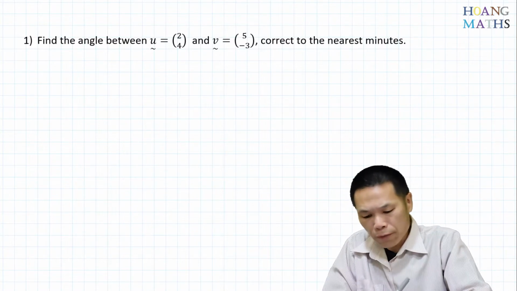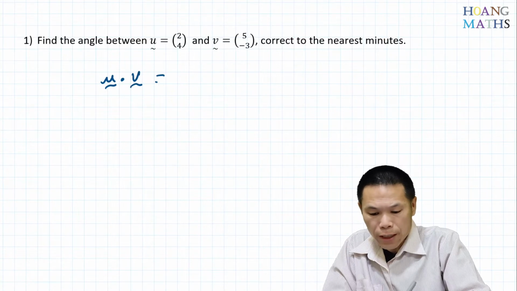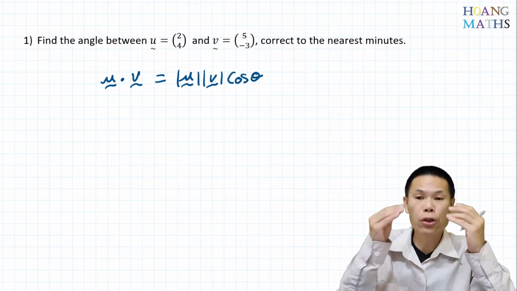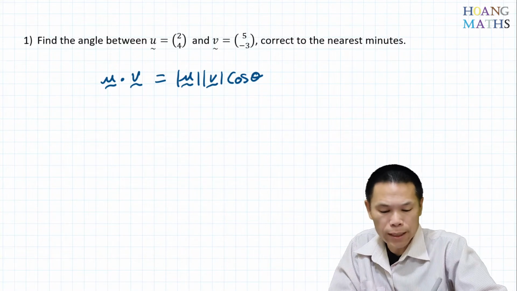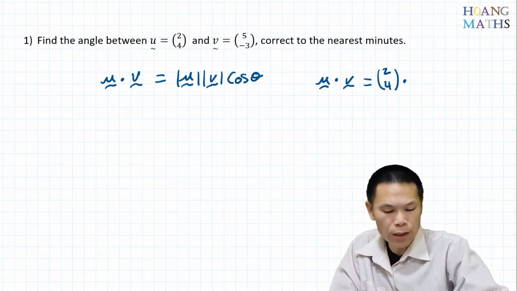So we know that vector u dot vector v is equal to the magnitude of u times the magnitude of v and cos of the angle in between. So let's work out u dot v first. u dot v is equal to u is (2, 4) dot v is (5, -3).